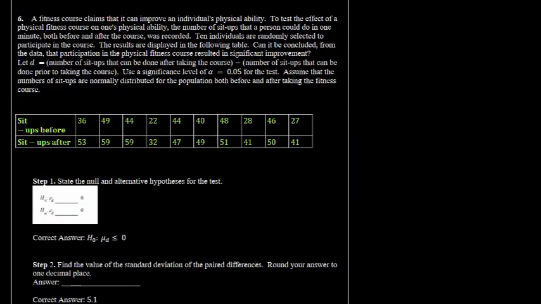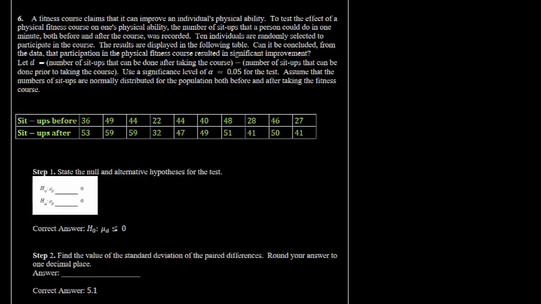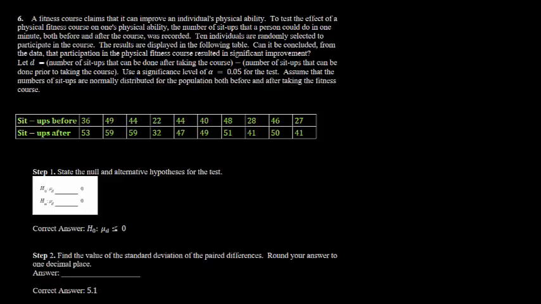Number 6. Oh, we get a good stretch in. So here we have an exercise problem. Let's scoot this over a little bit. There we go. All right. A fitness course claims that it can improve an individual's physical ability. It should. That's what they do, right? To test the effect of a physical fitness course, the number of sit-ups that a person could do in 1 minute, both before and after the course, is recorded. 10 individuals, n is equal to 10, are randomly selected to participate. The results are displayed in the table. Can it be concluded from the data that participation in the physical fitness course resulted in a significant improvement?